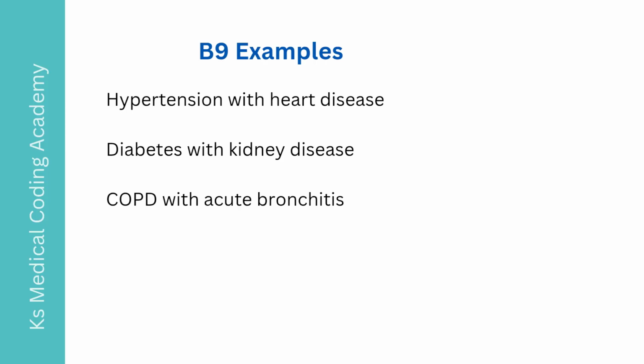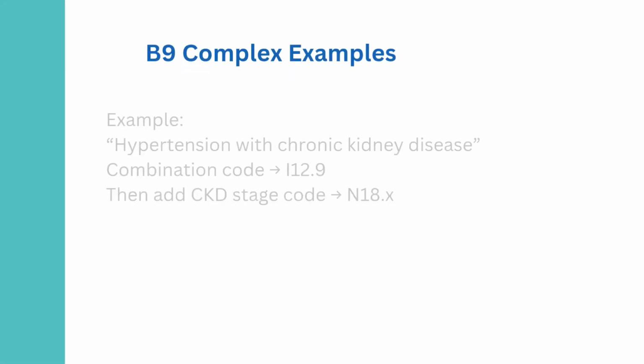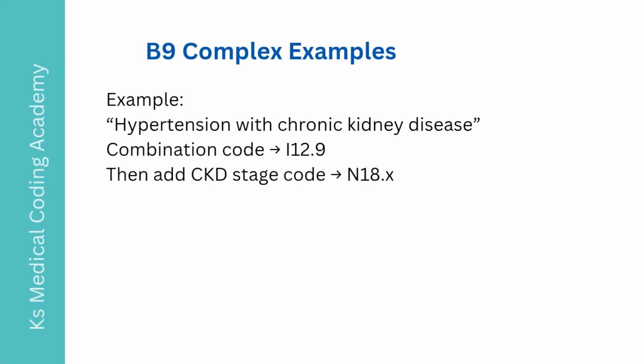Examples. Examples of combination codes include hypertension with heart disease, diabetes with chronic kidney disease, COPD with acute bronchitis. In these scenarios, the combination code accurately represents the full clinical condition. Complex examples. For example, hypertension with chronic kidney disease. We use the hypertensive CKD combination code I12.9, and then we add the CKD stage code, such as N18.X. This follows the combination code structure plus a required additional code.